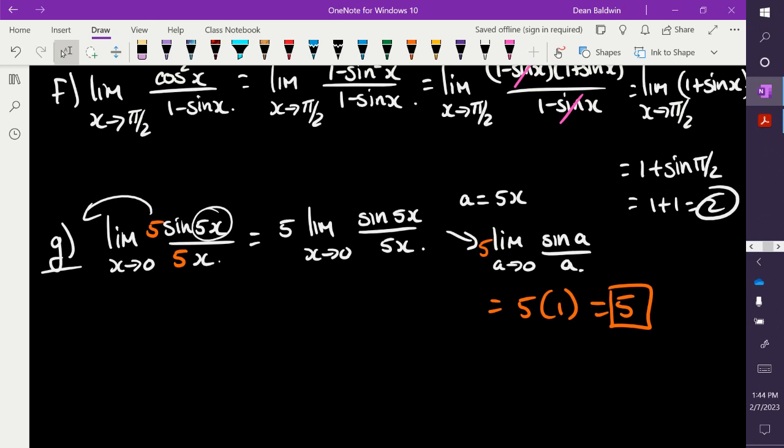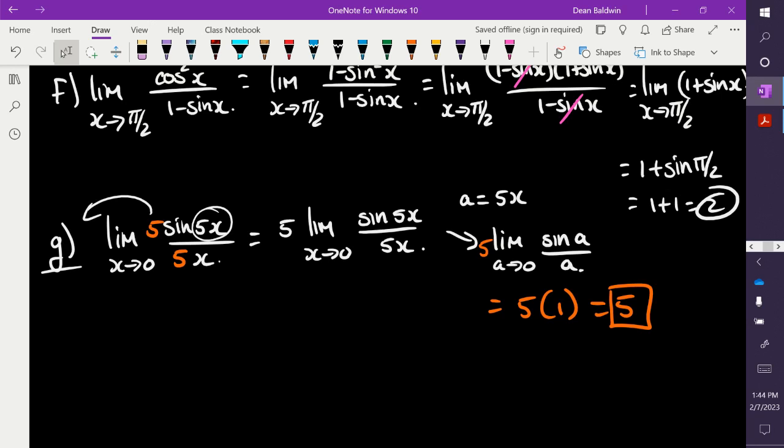Who sees it? If you start with this, you know the answer is going to be whatever this number is right here. Okay? But that's why you can do it. All right? It's not just magic that it's 5.